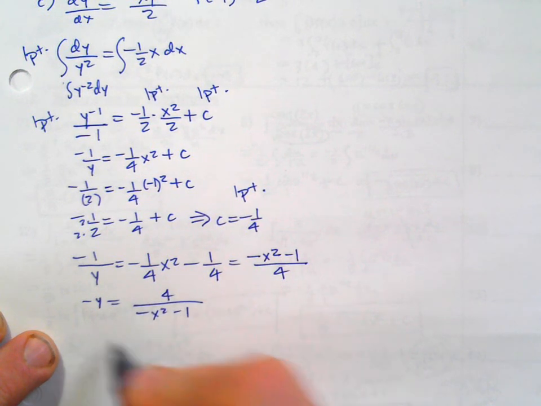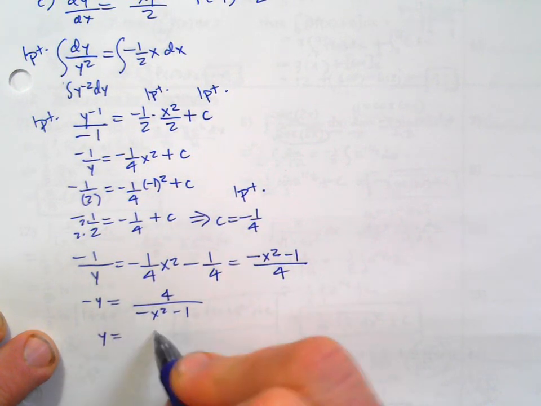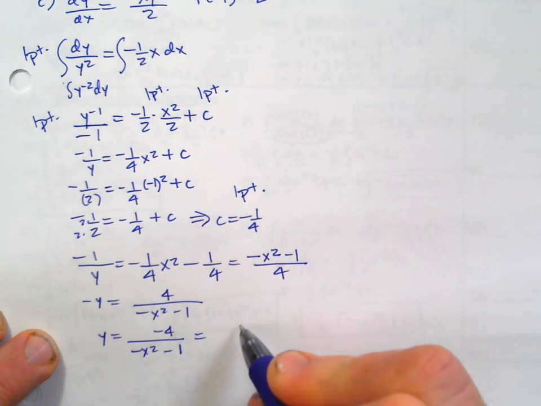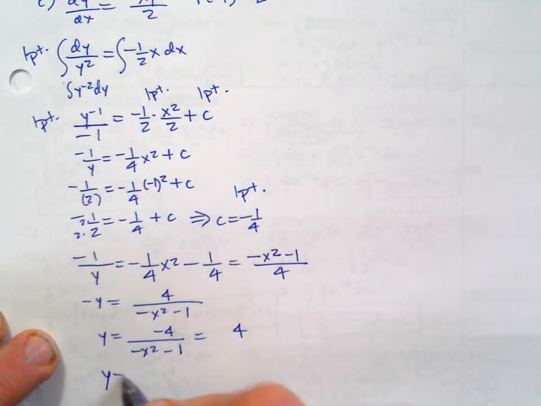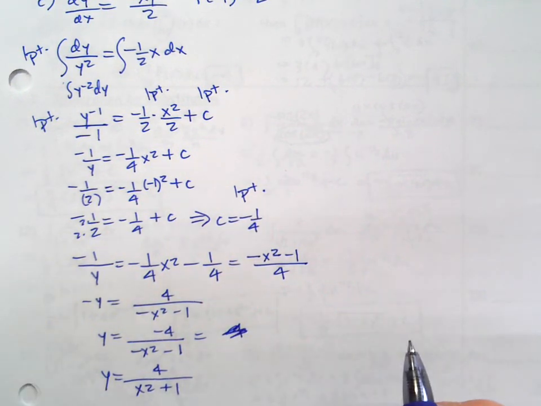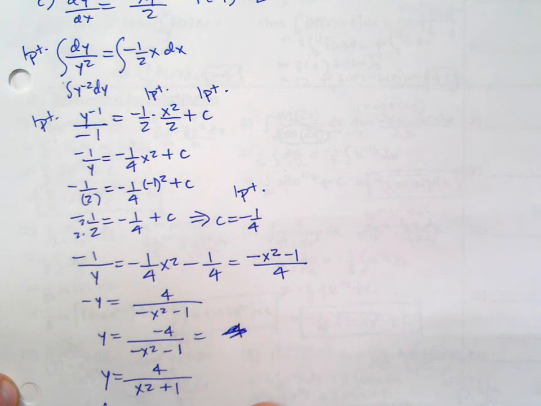Get rid of the negative. We could also write this a little nicer and just write this positive 4 for positive x squared plus 1. You could divide negative out of the top and bottom. Now that's your solution. You still need to figure out the domain.